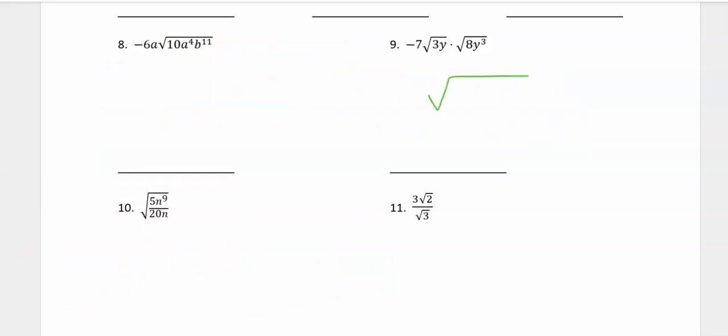Number 9, if they're multiplying radicals, multiply them together first. You guys make it one problem, then try to make it look better. You can multiply numbers on the outside. Negative 7, that would just be a 1. So that's negative 7. You can multiply stuff underneath. Okay, 3 times 8 is 24. To bring the y's together, you would add the exponents. So this is y to the 1, this is y to the 3. When you multiply those, that's y to the 4th.